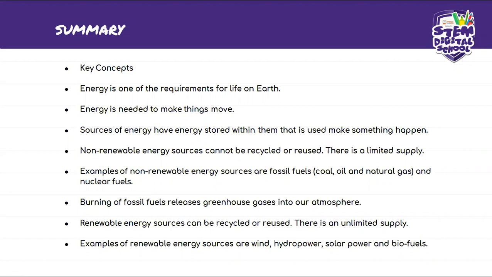All right, so we're saying non-renewable energy sources cannot be recycled or reused. So these ones are limited in supply. So if you chose renewable sources, you can say renewable sources of energy are sources that can be what? Recycled or reused. And the opposite of this one means that there is no limit in supply.